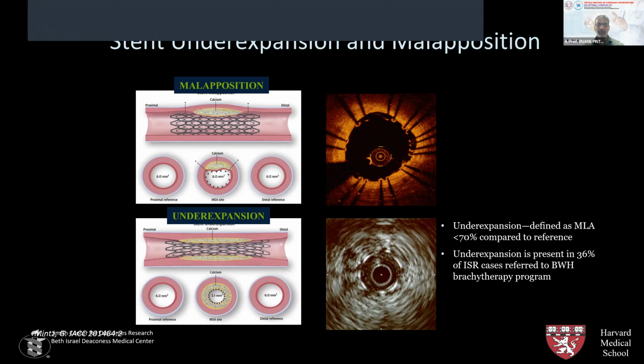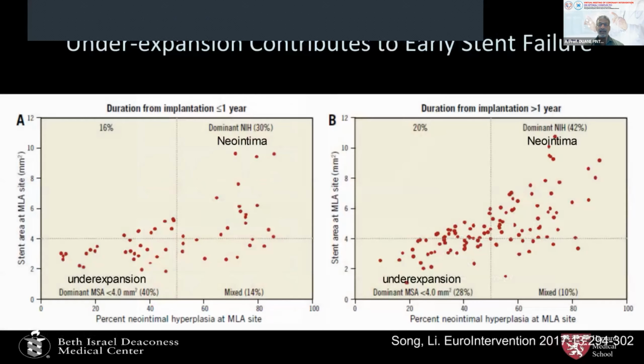This is when we deal with lesions without adequate preparation, and we put in a stent and we leave a very small lumen. This may not be apparent angiographically and is sometimes only apparent on imaging. But stent under expansion contributes to early stent failure. You can see that the smaller the minimal stent area, the more frequent there is neointimal proliferation at the lesion site.